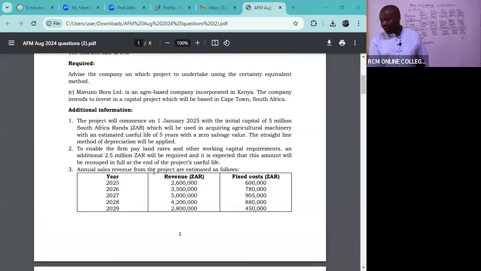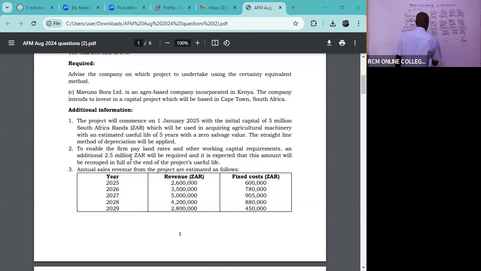So we are told here, to enable the firm pay land rates and the other working capital requirements, an additional 2,500, I'm reading this as 2,500 because I'm cutting three zeros, will be required. And it is expected that this amount will be recouped in full at the end of the project's useful life. So 2,500 is the working capital that will be received back. And that is it, ladies and gentlemen.